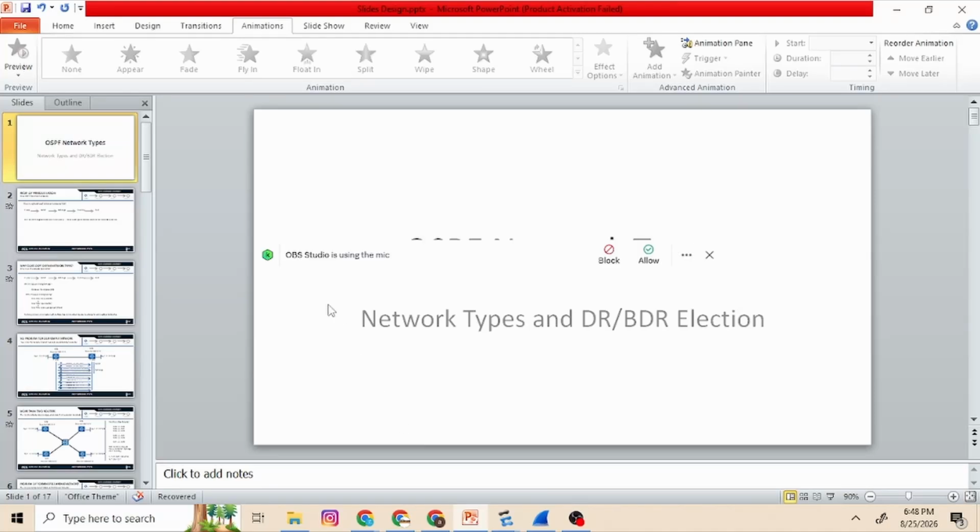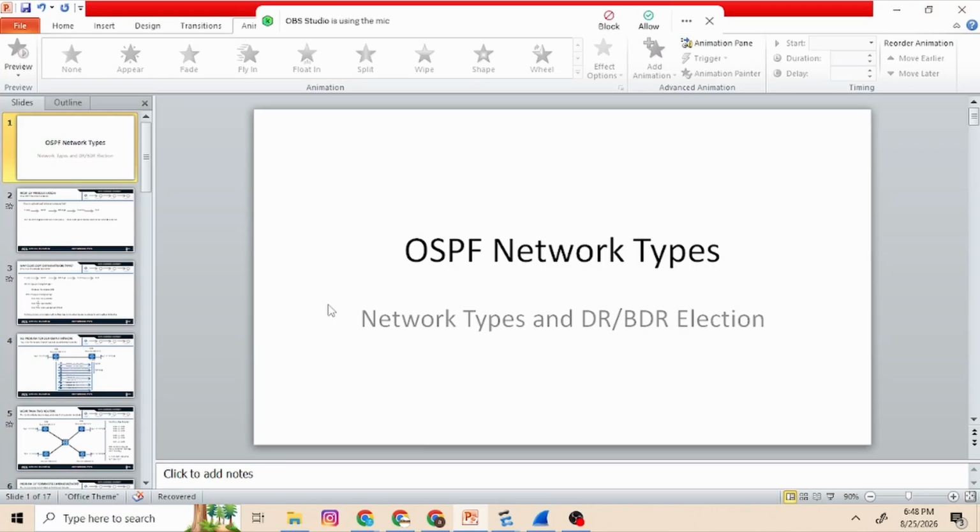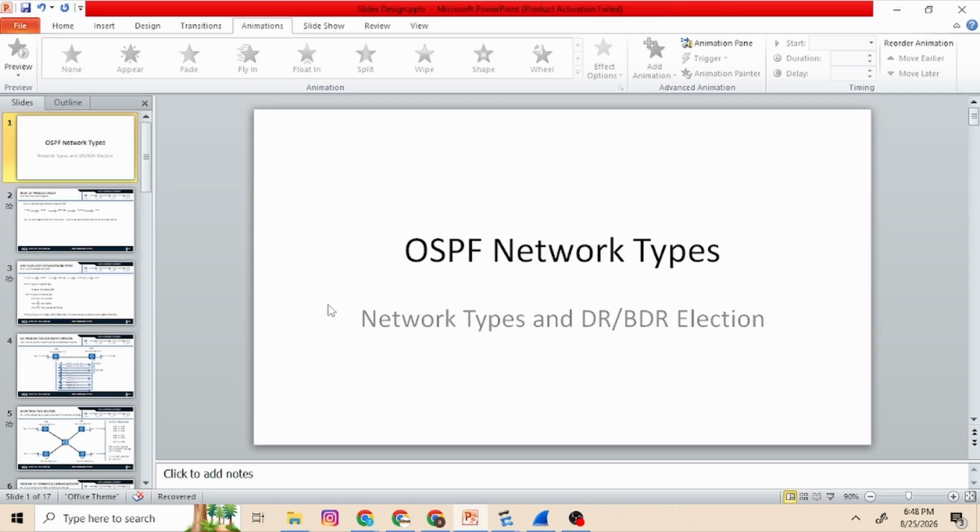Welcome to our ongoing OSPF series, Huawei Routing, OSPF Routing series. When we dropped off last time, we promised to bring you a series on network types and DR/BDR election.